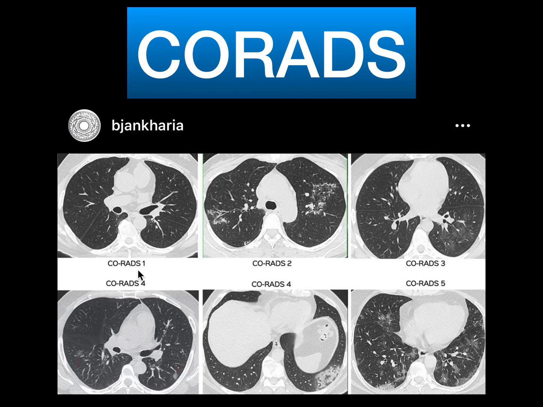Yes, this is CO-RADS 1, which is normal. CO-RADS 2, you can see the endobronchial centrilobular nodules as well in bilateral lung fields, which is suggestive of infectious bronchiolitis.